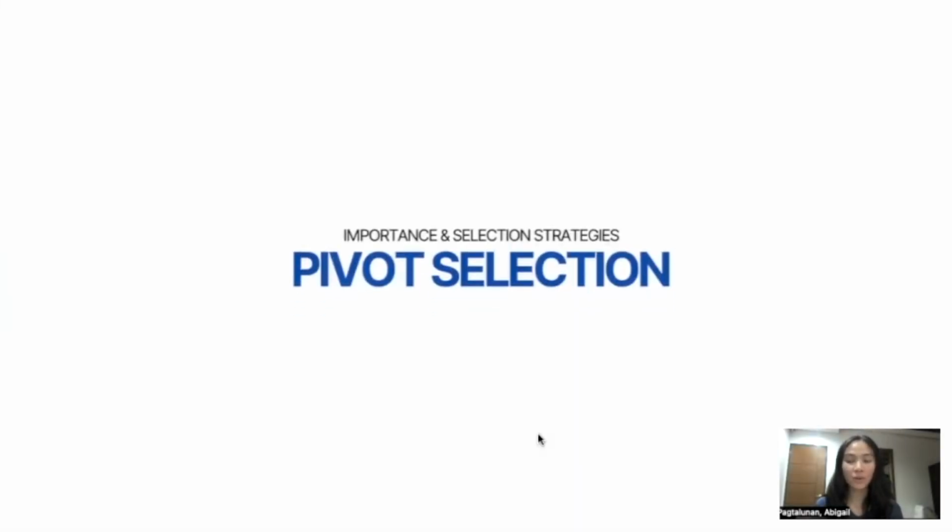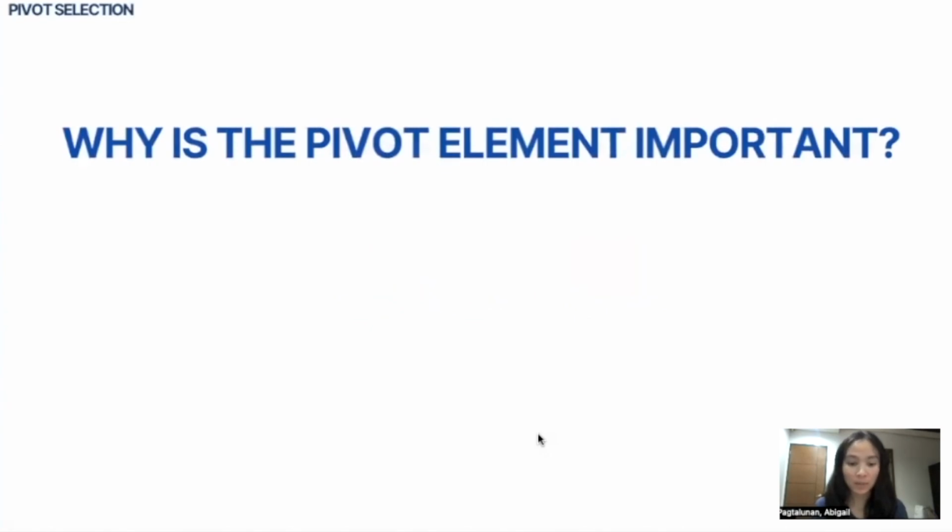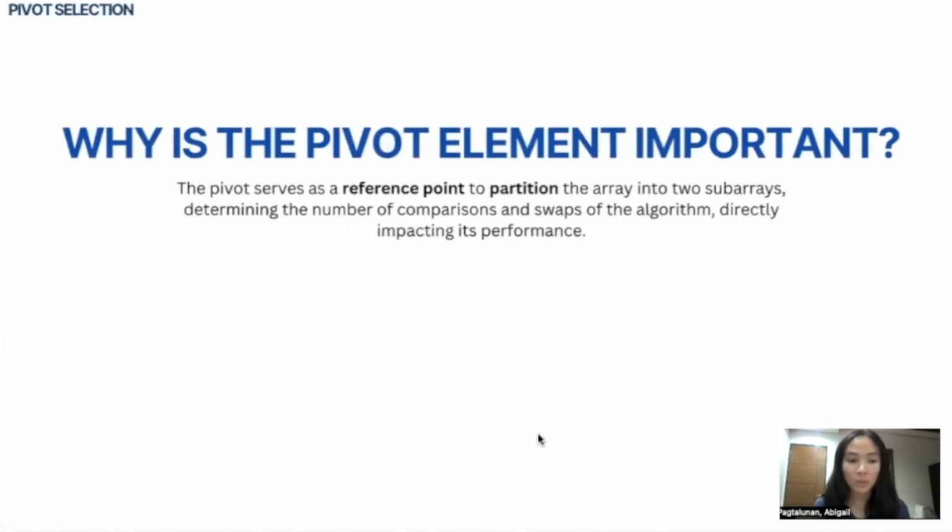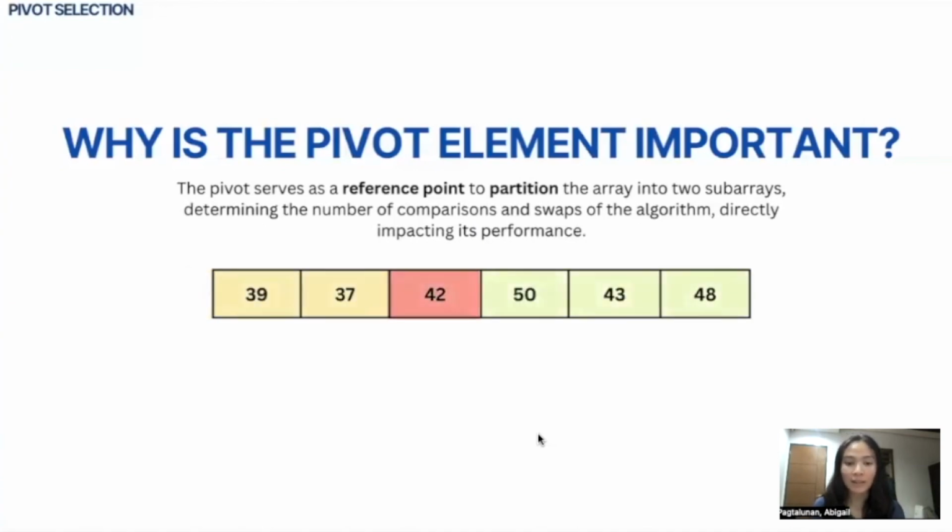Guided by the overview of the Quicksort algorithm, we delve into the importance and strategies in choosing a pivot element. So why is the pivot element important? The pivot element serves as a reference point to partition the array into two subarrays, determining the number of comparisons and swaps of the algorithm, directly impacting its performance. So, the performance of the Quicksort algorithm is dependent on the pivot element, which determines the partitioning step, recursive division of the array, and the depth, or number of times of recursion.